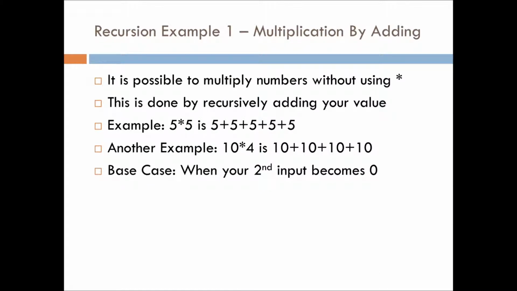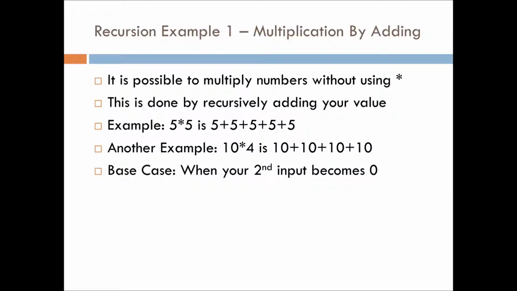Okay, so let's look at a few new examples of recursion that can help us with formulating base cases. Multiplication is an operation that you can do without using the multiplication symbol, and instead you keep adding the value recursively. So 5 times 5, you just add 5 times. 5 plus 5 is 10, add another 5, that's 15, add another 5, that's 20, and then you add the last 5, and that's 25, which is the answer of 5 times 5.